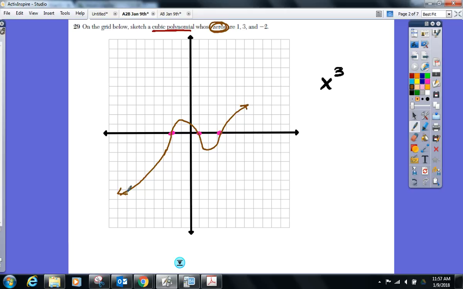If that was even, anybody know how it starts and ends if it's an even exponent? The highest exponent's even. Well, what's my only choice? Same. Either they're both up or both down. If the highest exponent's even, both start high and end high, or start low and end low. All right? That was it for that one.